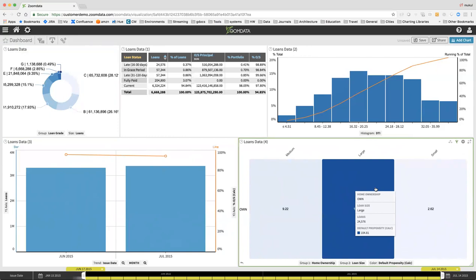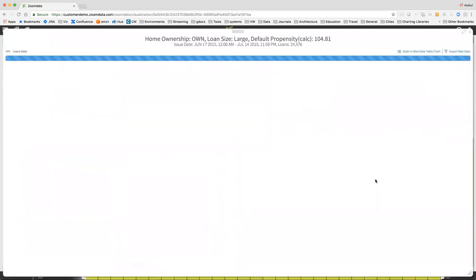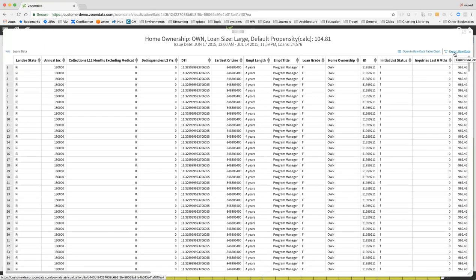Now I'm down to about 24,000 loans in this bucket of large loans for people that own their homes. From a data set of about 1.5 billion, I've been able to zoom in on a pretty small cohort, about 24,000 loans that meet these specific criteria: high risk, large size, over the past month. Now I can drill down to the details, pull up all of the information related to these loans, and potentially take them into downstream applications by exporting this data and completing the analysis loop that way.